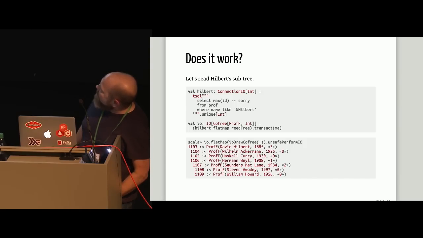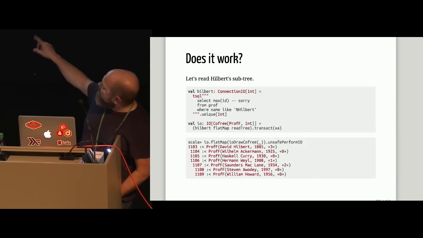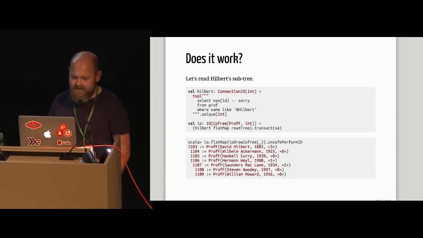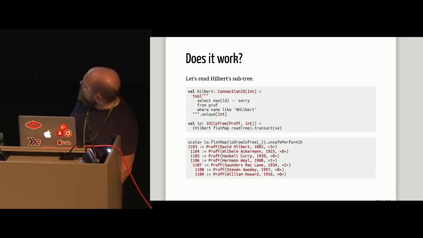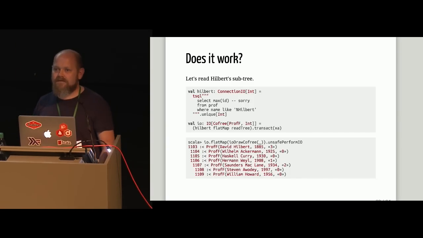This IO type, Hilbert flat maps it into ReadTree, associates it with a database. And when we run it and draw it out, we get that little subtree that we inserted for Hilbert before.